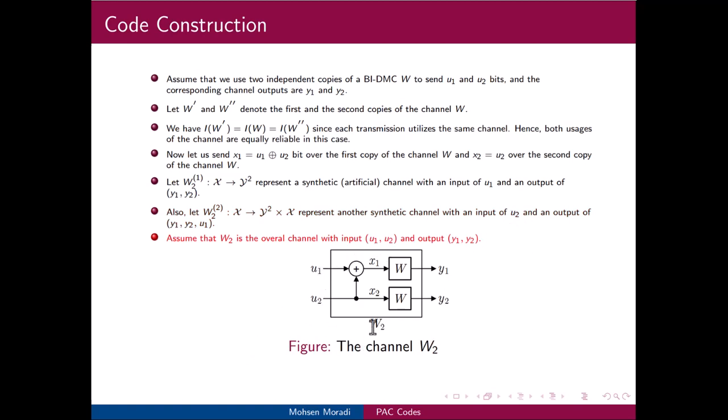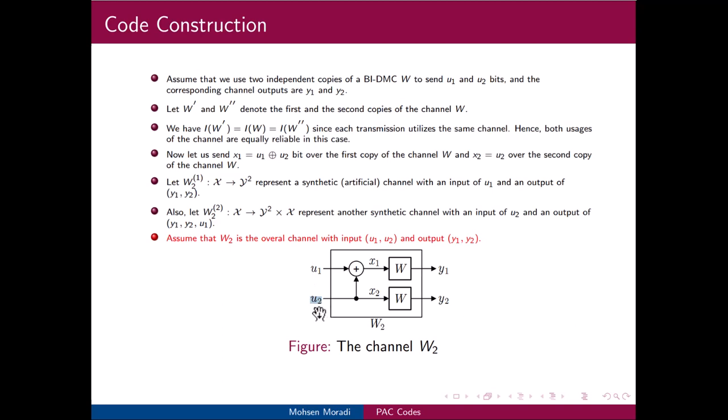In here, W2, the combined channel, has as input the vector U1, U2, and the output is Y1, Y2. And this first synthetic channel has as input U1, and the outputs are Y1, Y2. And the second synthetic channel has as input U2 that we want to estimate. And we assume that now the first channel did a good job and obtained U1.